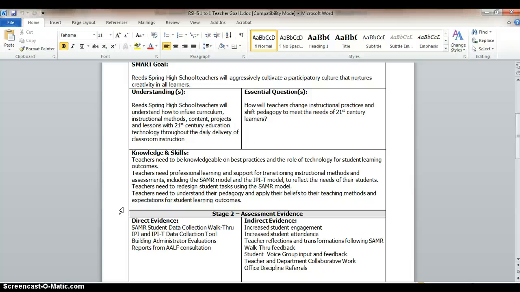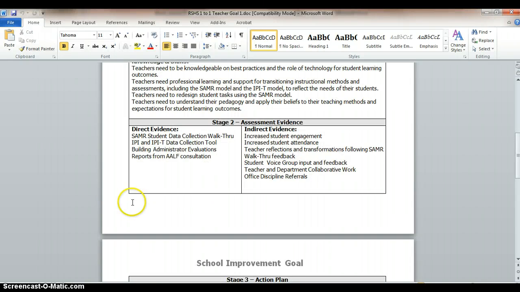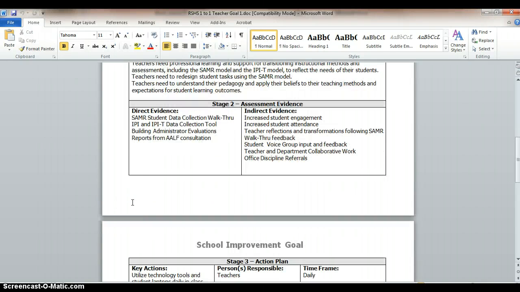By the way, some of what we have in here comes from the work that we do with our trainer Karen at Anytime Anywhere Learning Foundation. She provides us with these extensively detailed reports, and so we've taken most of our language and we've just applied it here because according to Karen, these are the next steps that we need to follow. So it wasn't really that difficult to put this into this model. Some direct evidence then that the teachers came up with are the SAMR model, the IPI and IPIT, the evaluations of building administrators, and our reports from AALF.